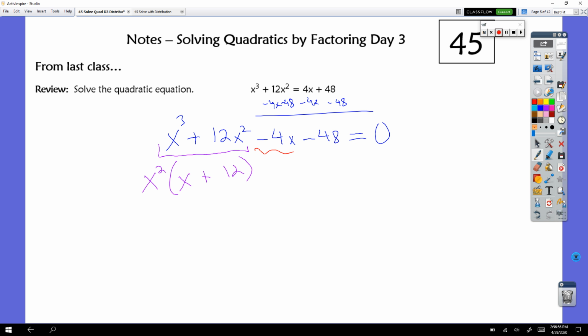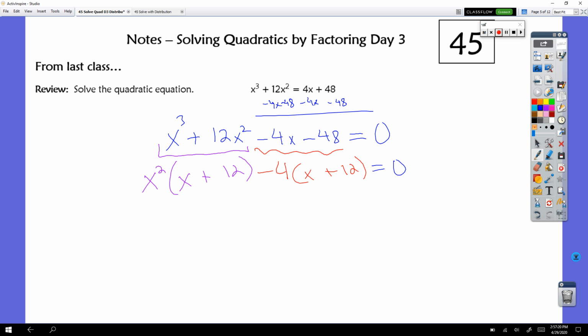Now let's look at our second group. Our second group has a negative as its sign, so when I do my factoring, I'm going to take out a negative. And I'm going to think about what goes into negative 4 and negative 48. 4 is the greatest value that goes into both. So I'm going to take out a negative 4, and when I do that division, I get x plus 12 left over. This is an equation, so I'm still going to have equals 0.